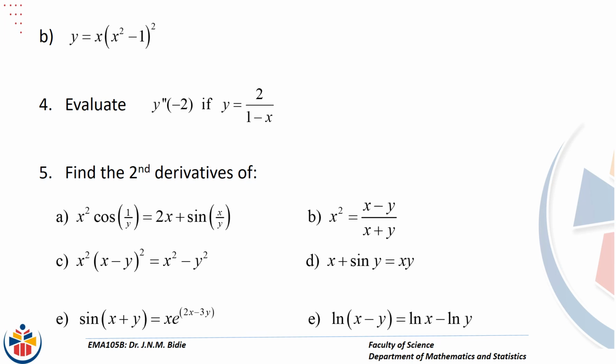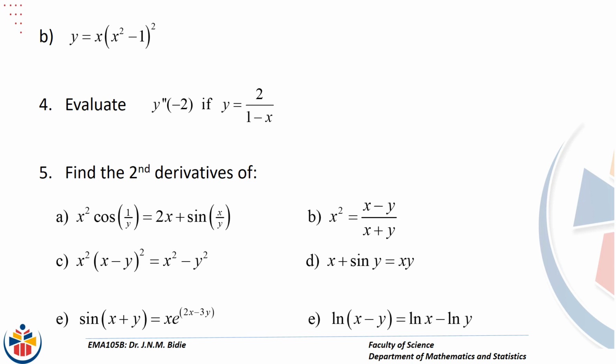For number 4, we're asked to find the second derivative at the value x equal to negative 2. So that means you find y prime, find y double prime, and then substitute negative 2 into the second derivative.